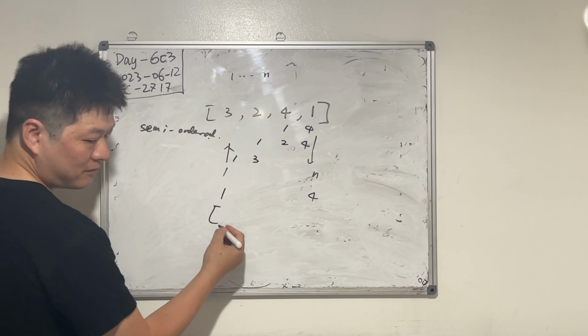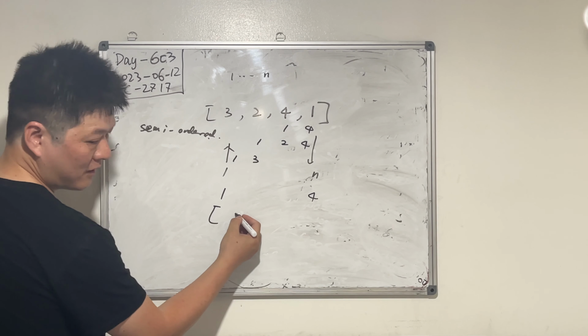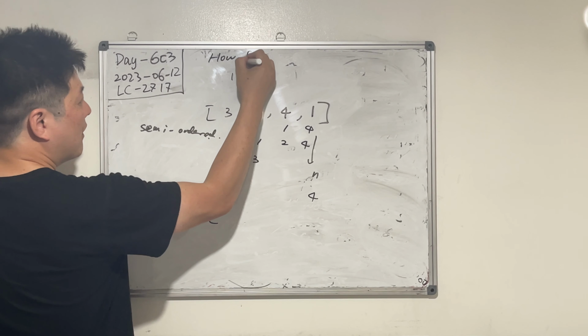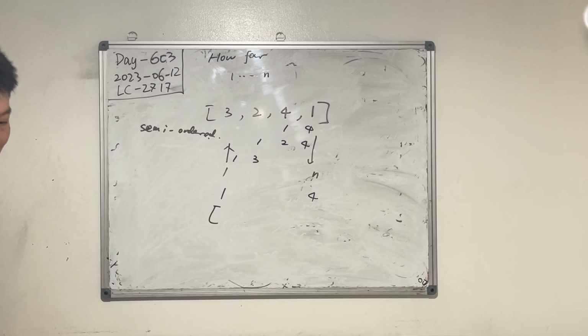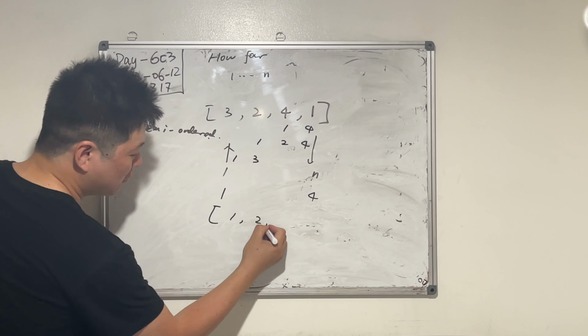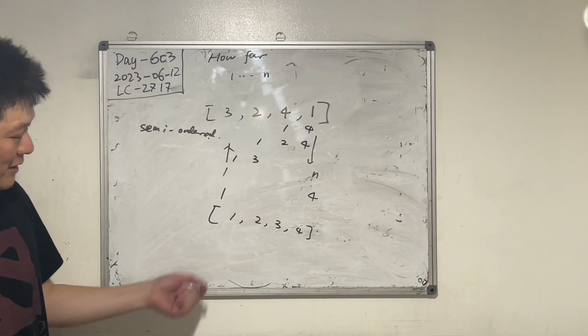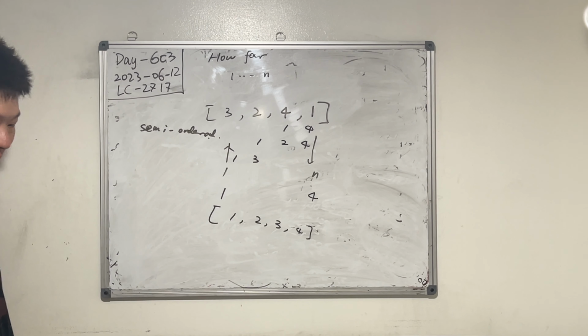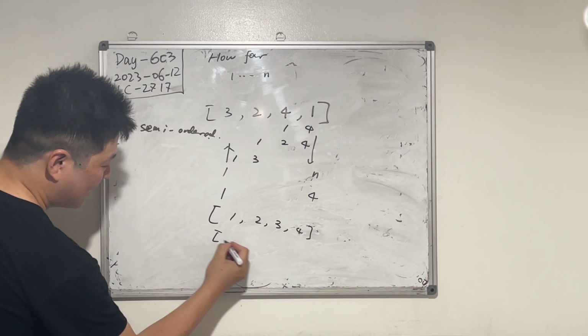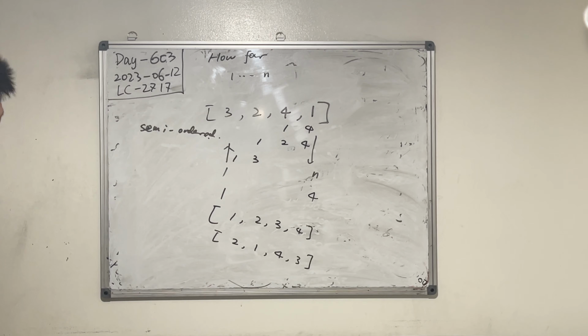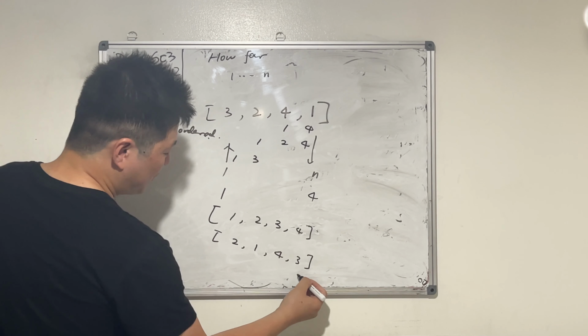So basically you need to find how far 1 is from the beginning, and how far n is from the end. Take 1, 2, 3, 4: how many swaps? 0, because 1 is already in the first place, and 1 minus 1 is 0. How about 2, 1, 4, 3? How many swaps? 1, 2. So this is 3, this is 2, this is 0.